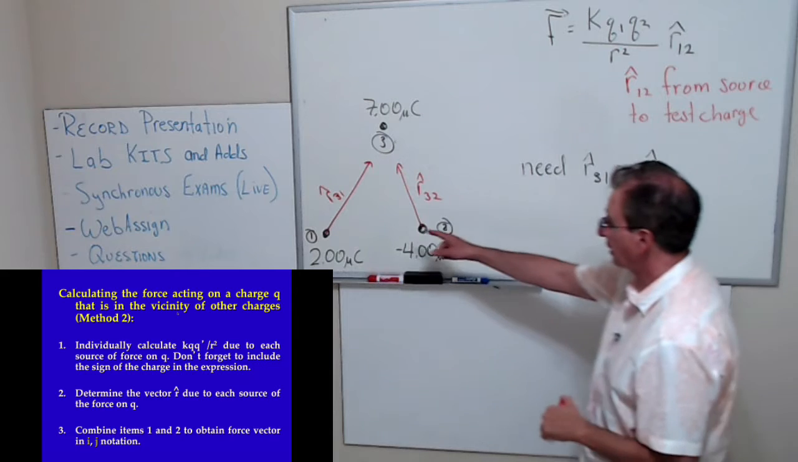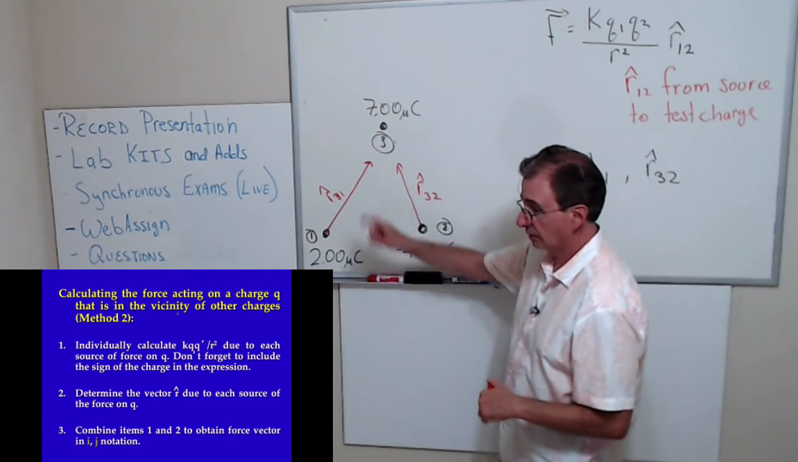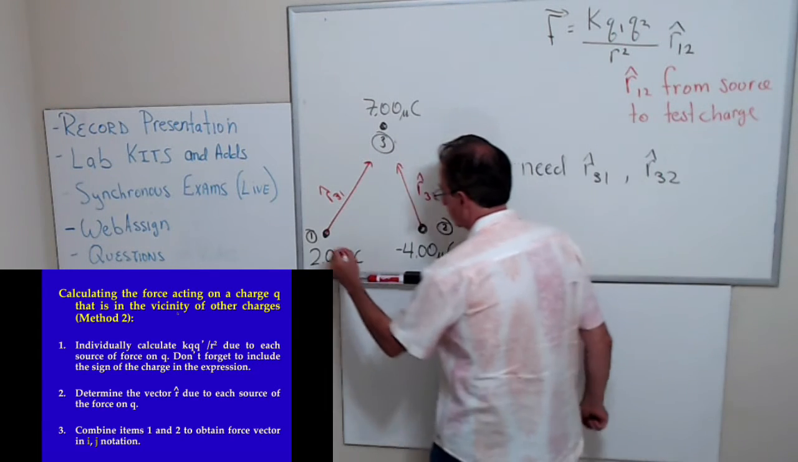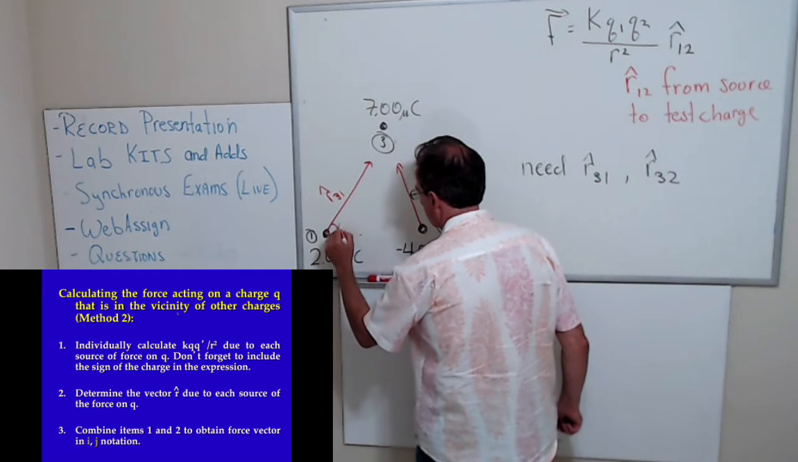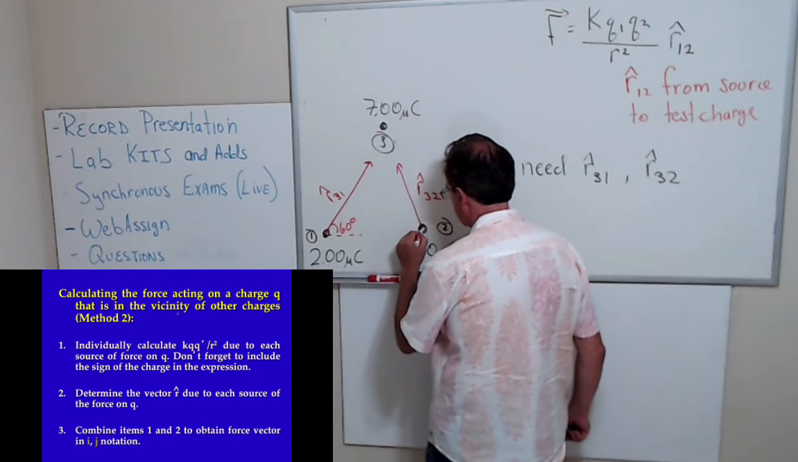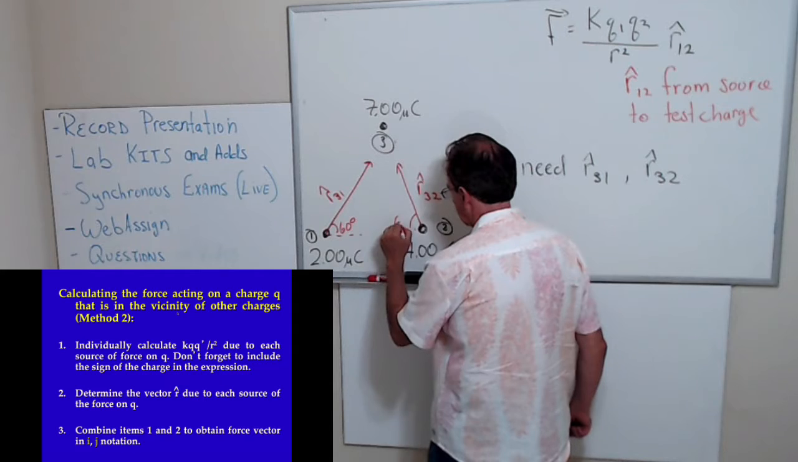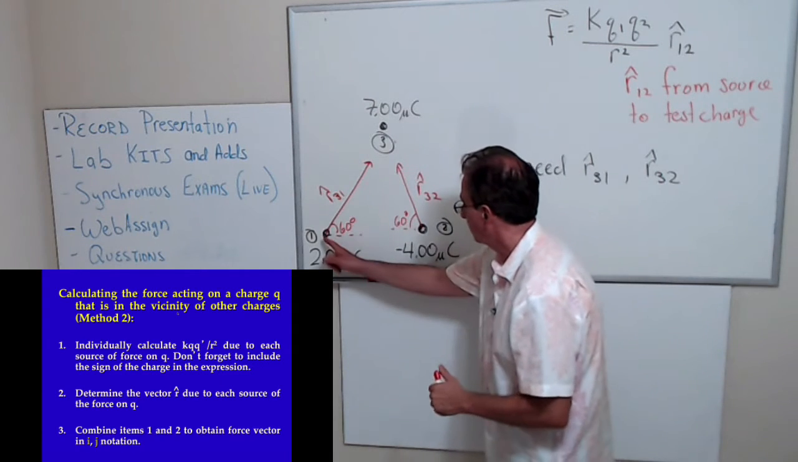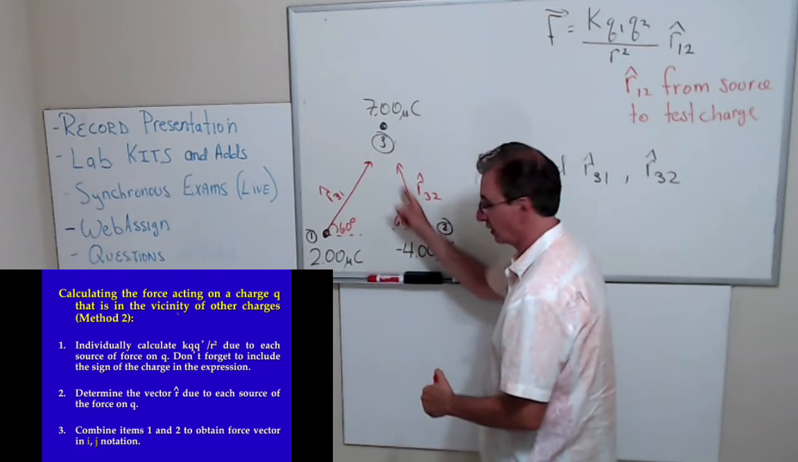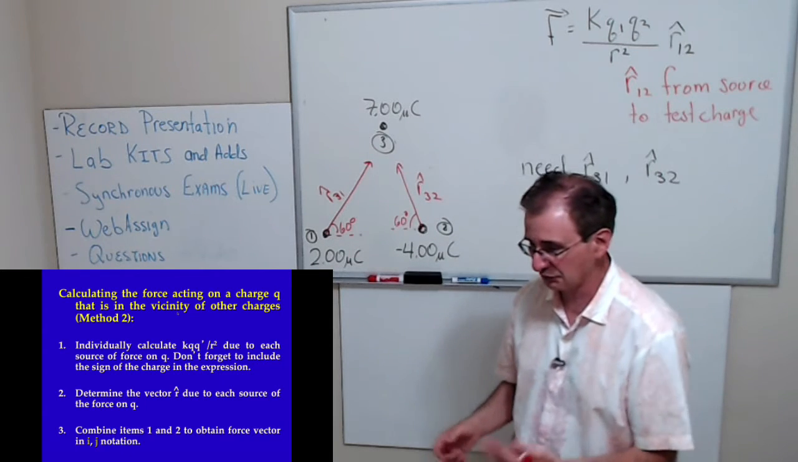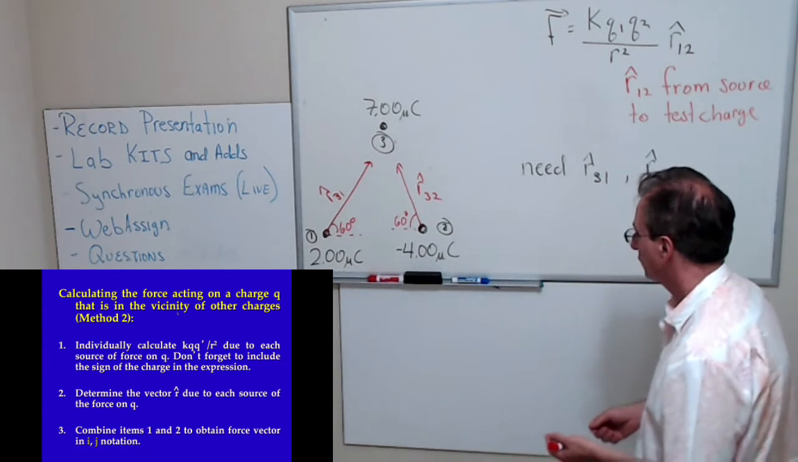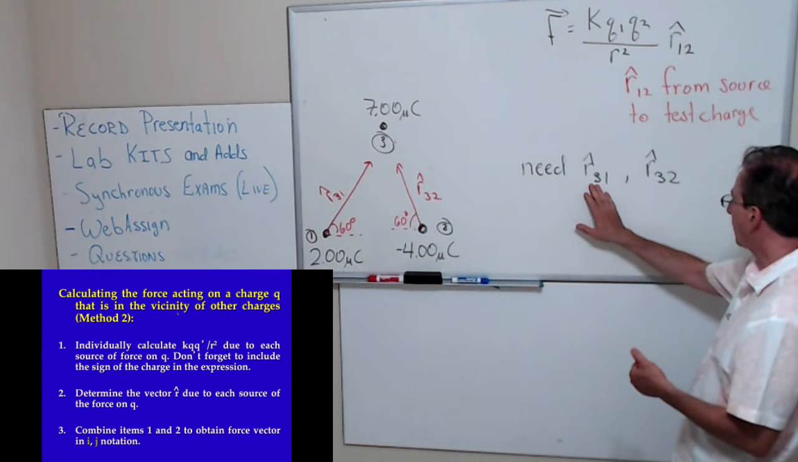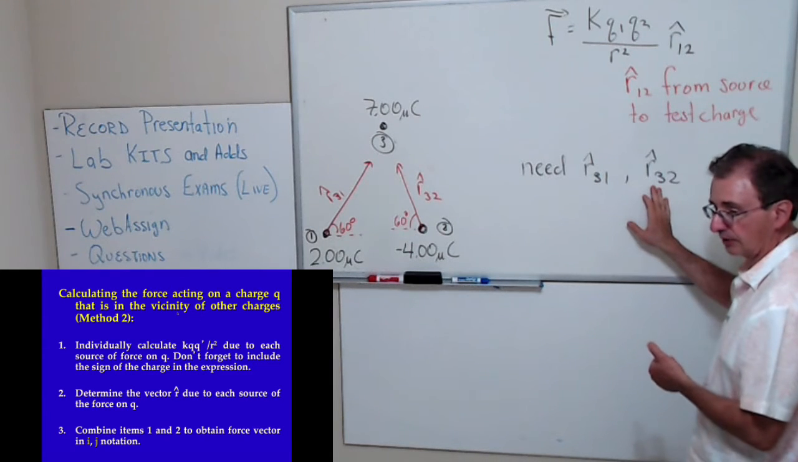And so I have to write down a mathematical expression for this. Now this angle is 60 degrees. That angle is 60. So I have to write a unit vector that represents somebody going in this direction, or somebody going in that direction, for example. That's really what we're looking at. So I have to write an expression for r31 and an expression for r32.